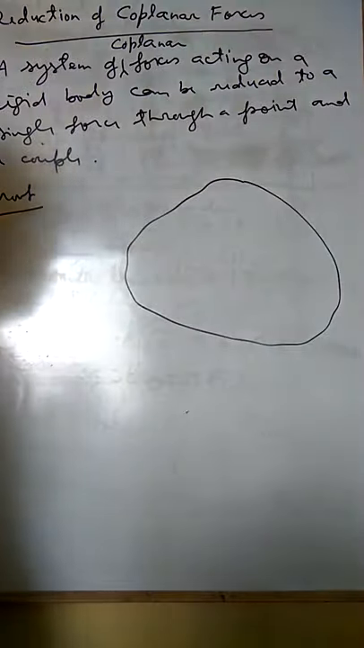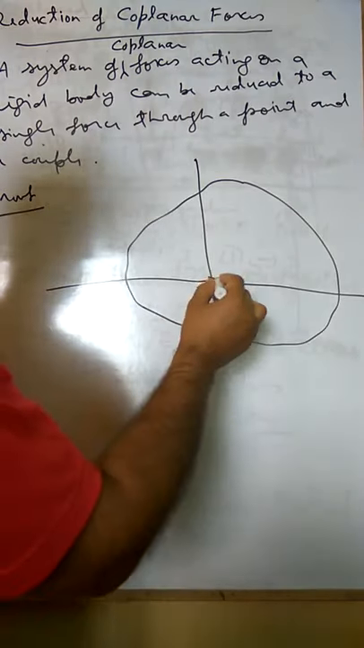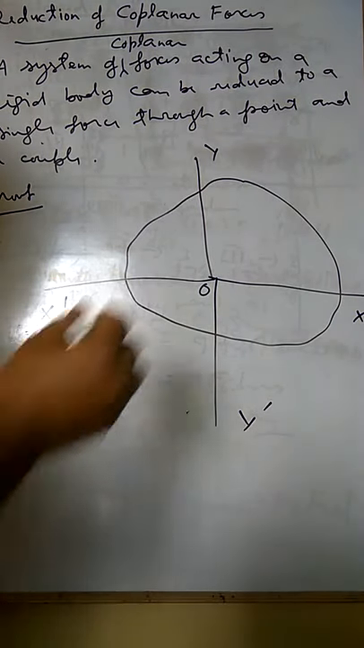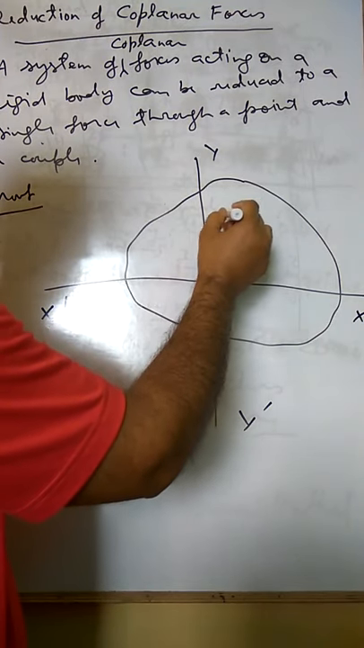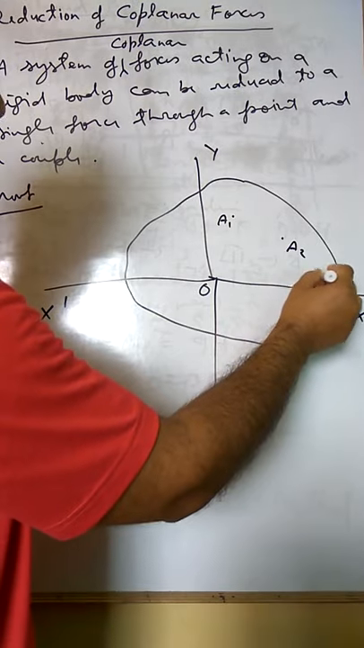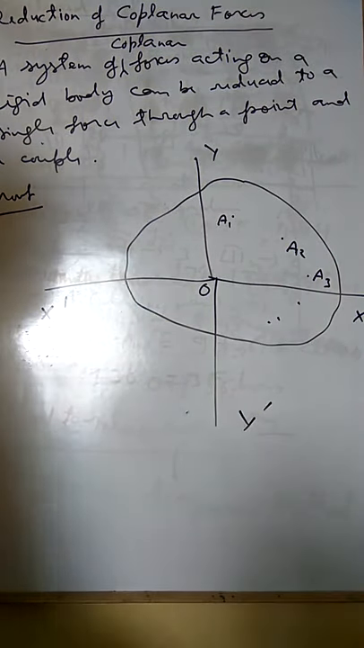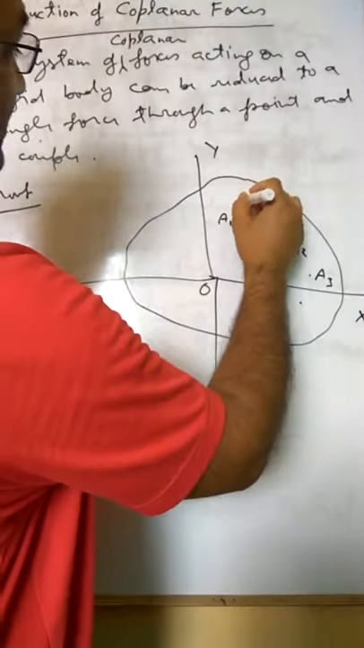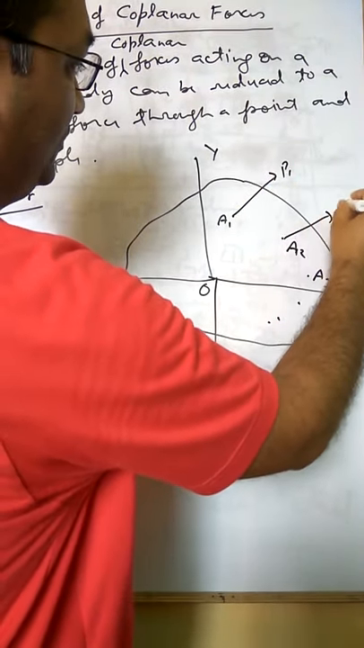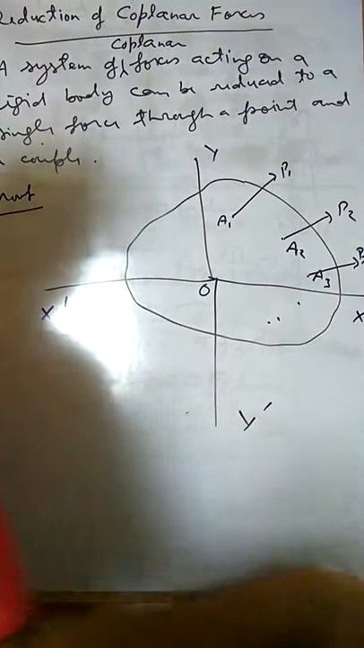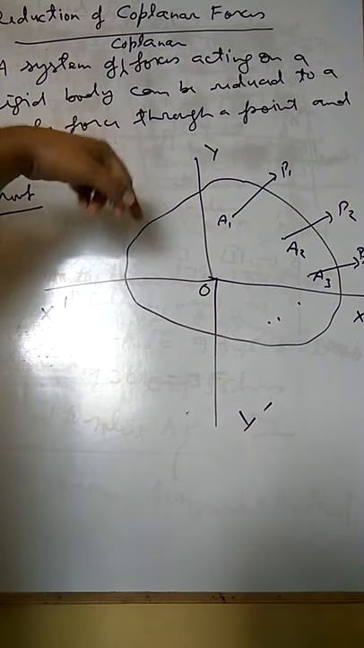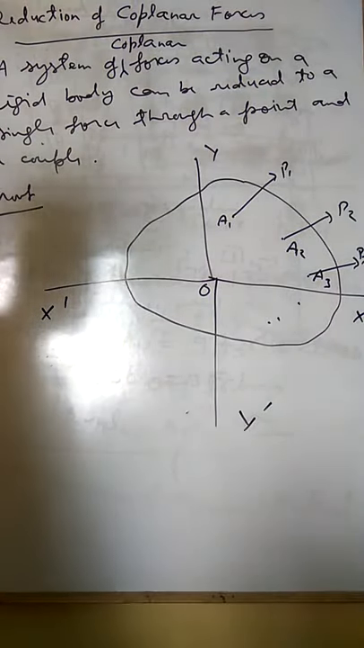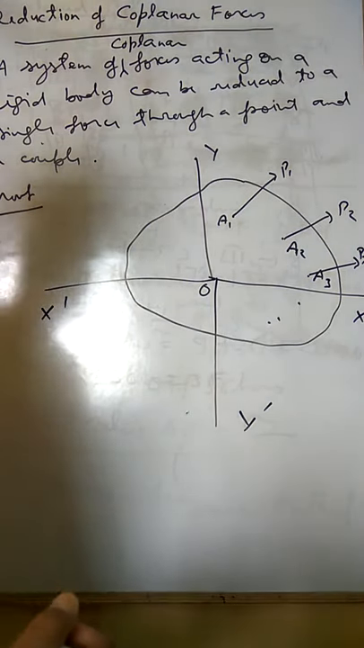Suppose we have a rigid body, draw rectangular axis O, X, Y, this is X dash, this is Y dash. On this rigid body, we have several points A1, A2, A3, etc. On these points, forces P1, P2, P3, etc. are acting. Our claim is that all these coplanar forces can be reduced to a single force and a couple. So let us do this.